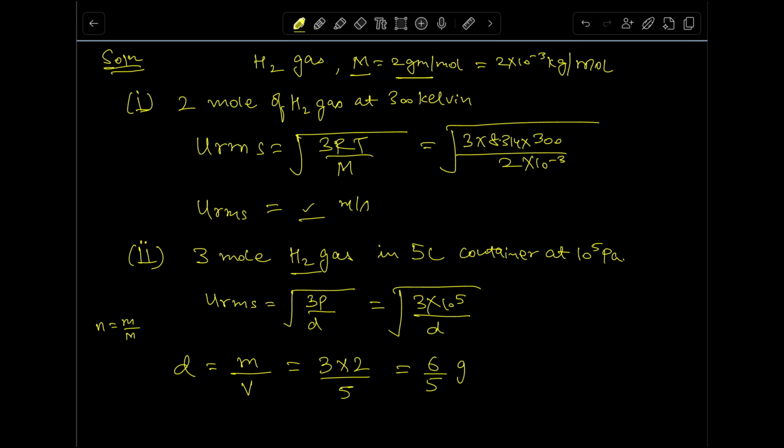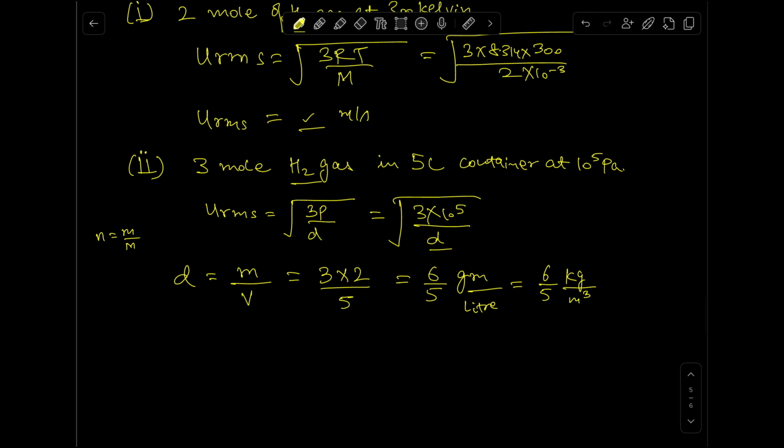Further solving it, density will come out to be 6 by 5 gram per liter, which will be 6 by 5 kg per meter cube. So uRMS can be written as under root of 3 into 10 raised to power 5 divided by 6 by 5. Solving further, we'll get the value, that is 500 meter per second.